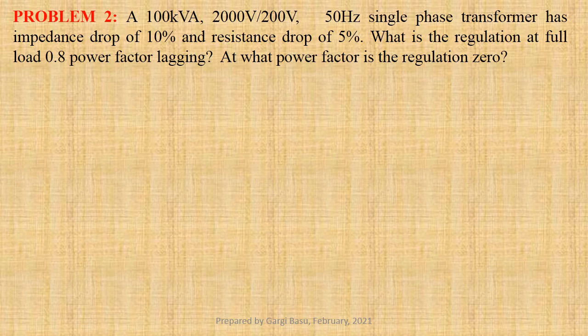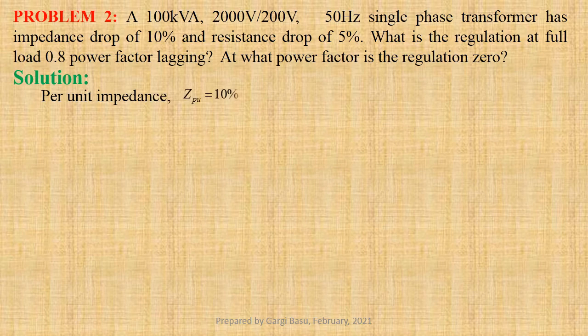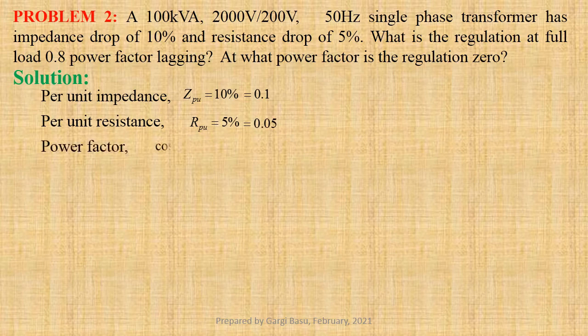Let us first write down the given data. Per unit impedance Z per unit equals 10%, that is equal to 0.1. Per unit resistance R per unit equals 5%, that is equal to 0.05. Circuit power factor cos phi 2 equals 0.8. Therefore, sin phi 2 equals 0.6.